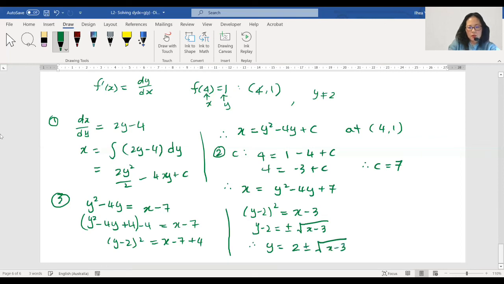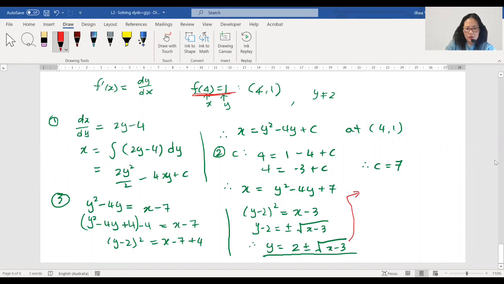And again, I will have two equations. Y equals 2 plus root x minus 3. Y equals 2 minus root x minus 3. But you have to think about the condition we had at the beginning of the question. It says here, right there, given f of 4 is 1. Okay, f of 4 equals 1. So let's check whether that actually satisfies it.